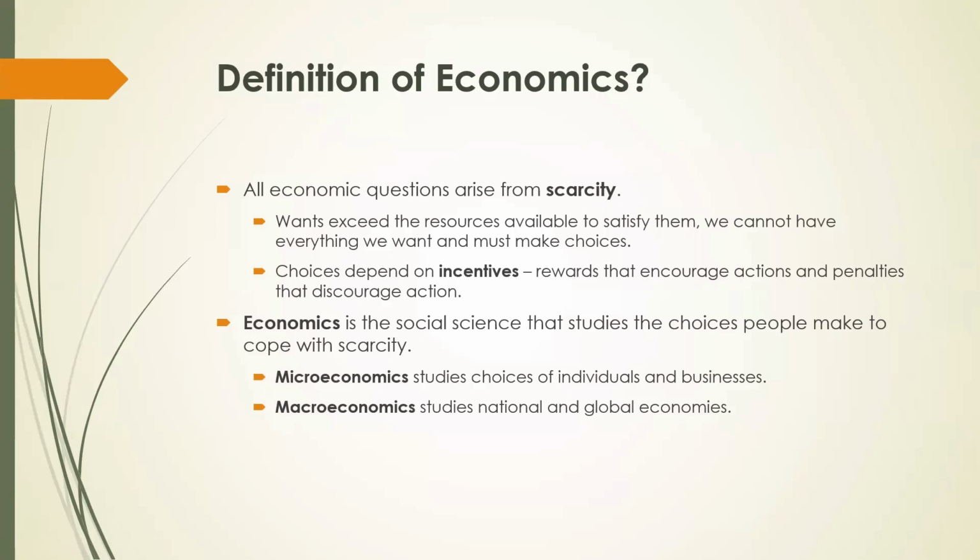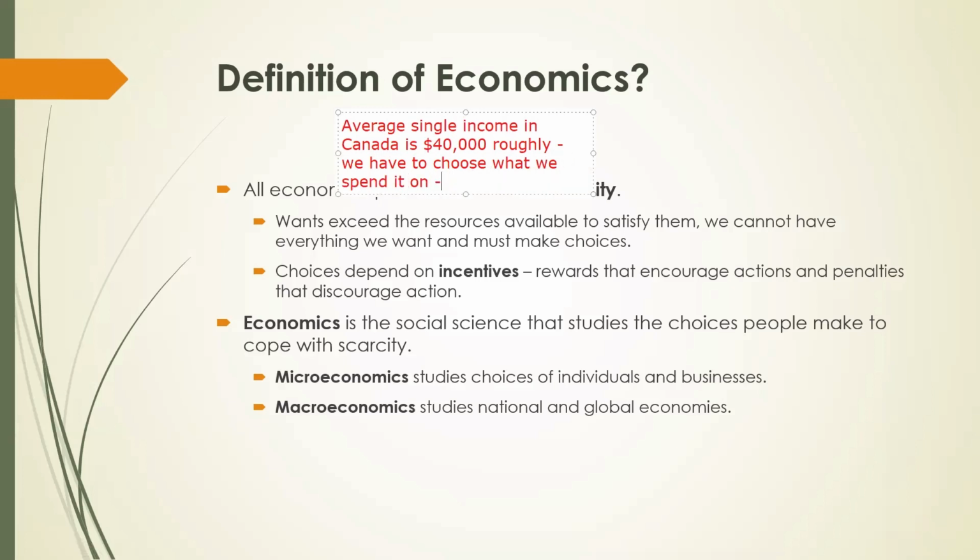So it's kind of like money. Like we only have, let's say, the average single income in Canada is 40,000. That's roughly. We have to choose what we spend it on. So we could spend it on rent, groceries, childcare, medical, etc. We need to choose because we have limited income. We don't have an unlimited amount of income.